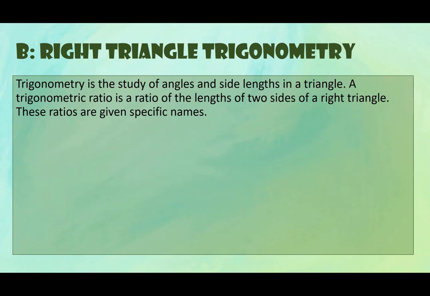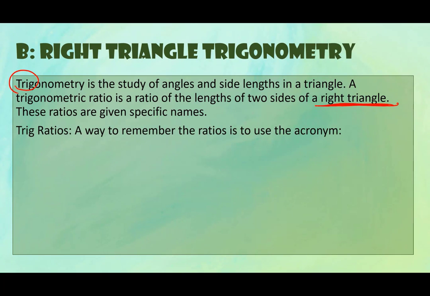Trigonometry is actually the study of angles and side lengths in a triangle. In fact, the word triangle is almost in trigonometry. A trigonometric ratio is a ratio of the lengths of two sides of a right triangle. It's very important that you know that trigonometric ratios can only be used with a right triangle. These ratios are given specific names.